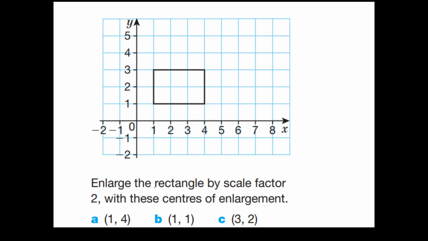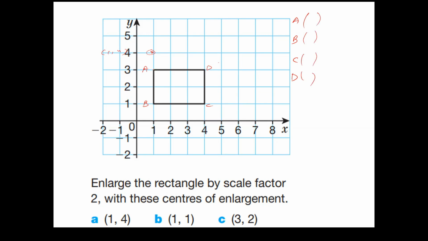Let's try this. Enlarge the rectangle by scale factor of 2 with these centers of enlargement. So first of all, we try with A. A has the center of enlargement 1 and 4. So here 1 and this one is 4. Center of enlargement is 1 and 4. So we look how we can enlarge it by the scale factor 2. Look, here A, this is B, C and D. So we again write A, B, C and D, and the vectors we have.